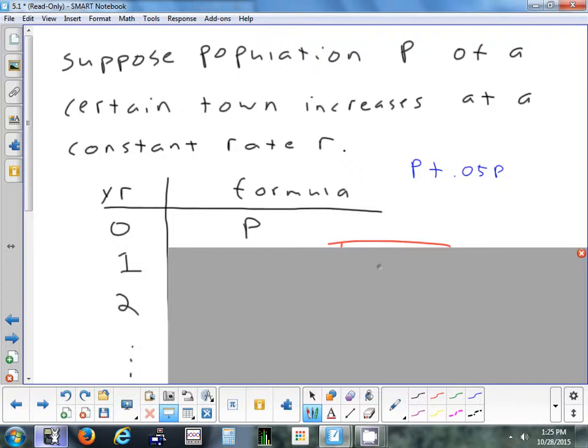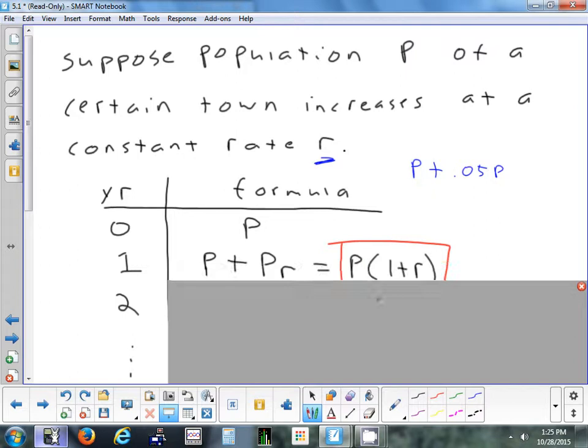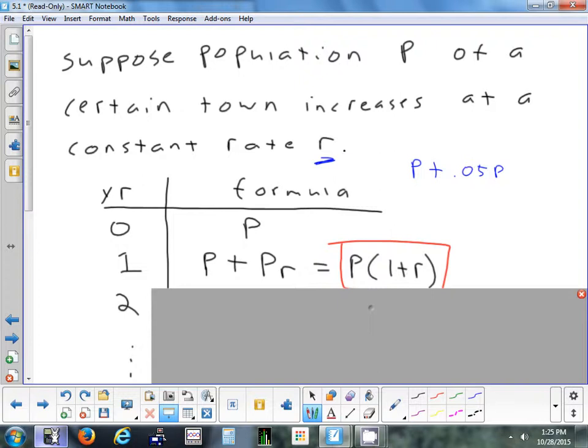So in this case, if I don't want to use 0.05, I want to use R. What would this turn into? P plus RP or P plus PR? Okay, either way. And then what do these both have in common? P. So I can factor out a P from both. If I do that from the first one, I'm left with 1. And from the second one, I'm left with R. Now, what I put in the red box, that is my new population. That's going to now take the place of P.